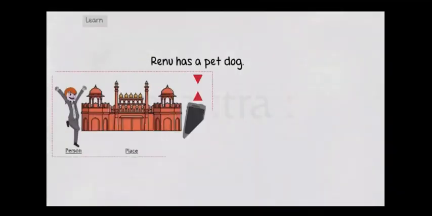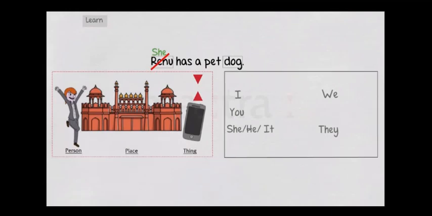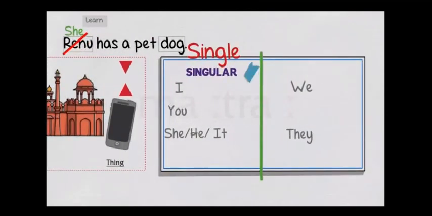All naming words can be replaced appropriately with words like I, you, she, he, it, we, they. To make things easier for you, we will make a table in 2 columns. Singular meaning single. So under the singular column we have I, means there is just me, that is one person.